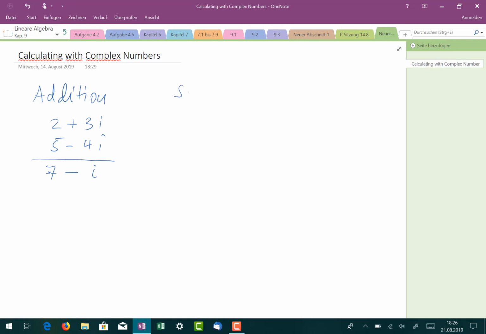Now we subtract the same numbers. 2 plus 3i minus 5 minus 4i. So now 2 minus 5 is minus 3. And 3 minus minus 4 is 3 plus 4, which is 7, and we obtain minus 3 plus 7i.